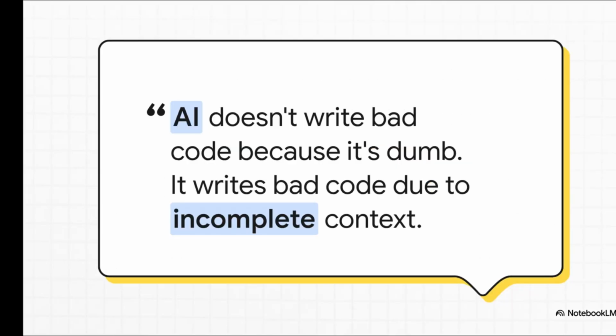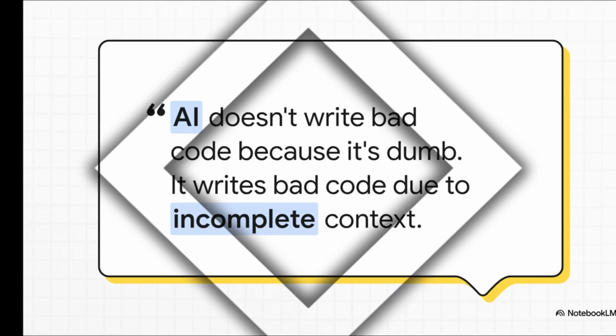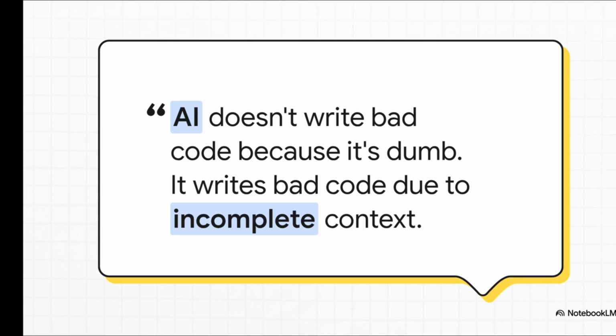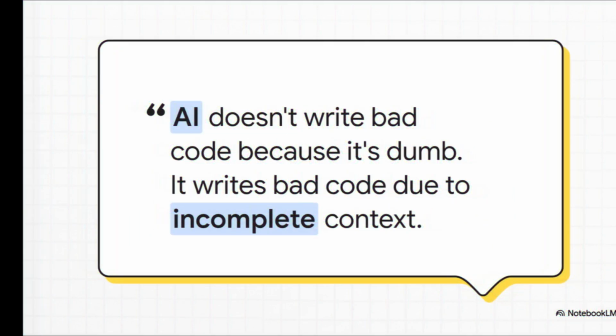And here's why. AI doesn't write bad code because it's dumb. It writes bad code because you gave it incomplete context. That's the secret. Because so much of modern development relies on these models now, debugging AI output is no longer just a niche hobby for the early adopters. It's quickly becoming the single most essential skill you can have as a modern developer.